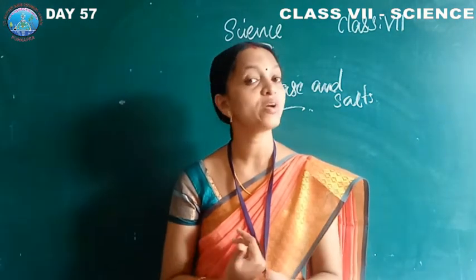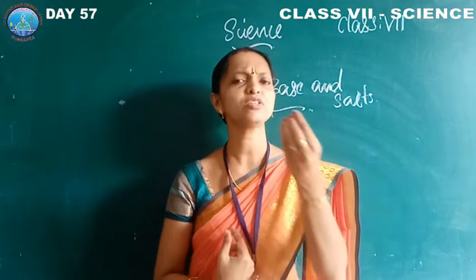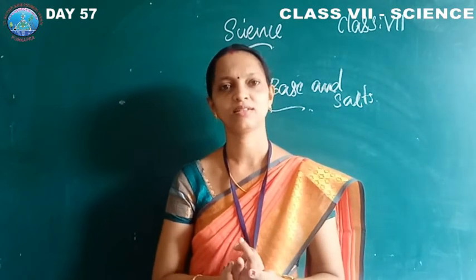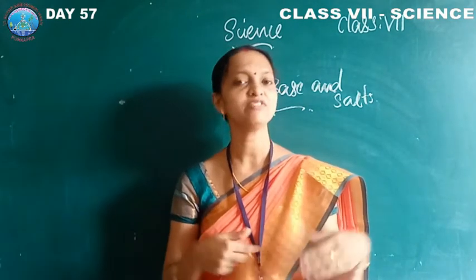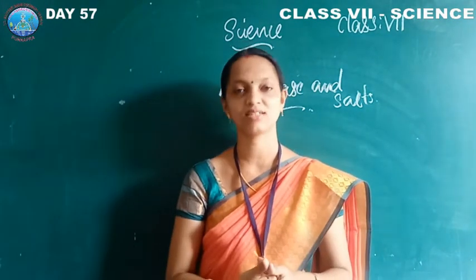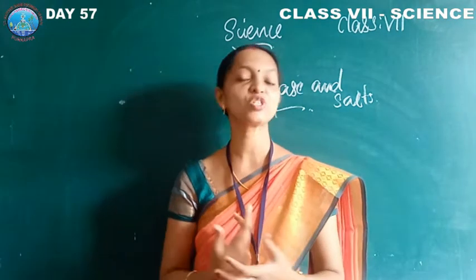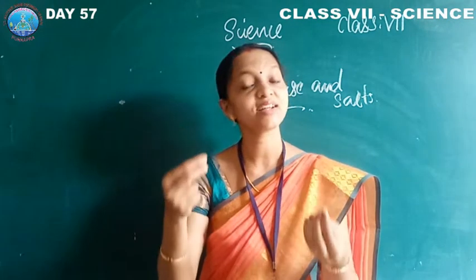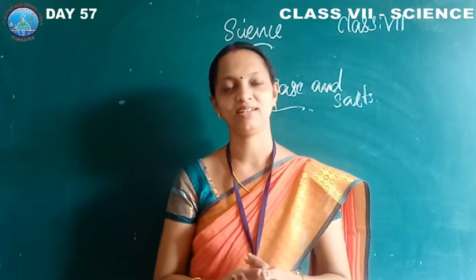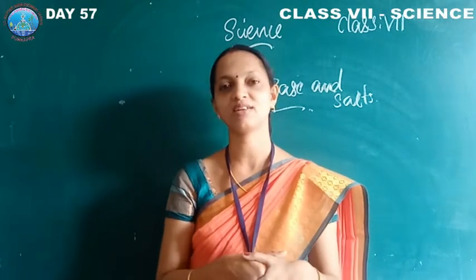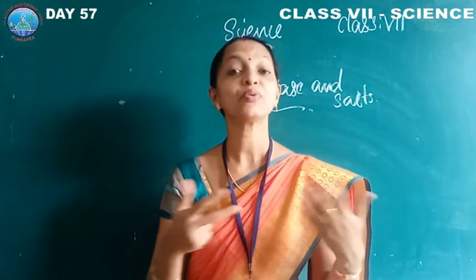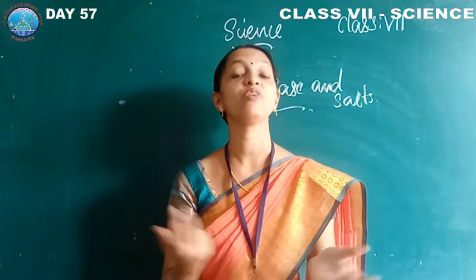Then next one, soil treatment. Some soil contains more acid. That soil is acidic. At that time the farmers add some basic substance. It neutralizes the effect of the acid. When the soil is too acidic, the farmers add some quicklime, calcium oxide. It neutralizes the effect of the acid in that soil. So we can use neutralization in everyday life.